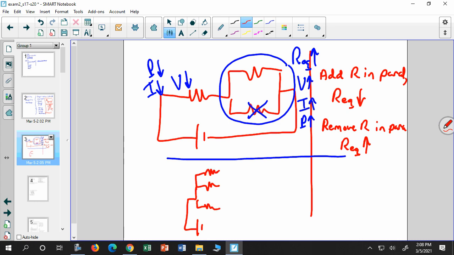Let's add a third resistor, so that I have a circuit like that with just parallel resistors. If I take away one of these resistors, that means the equivalent resistance will go up, right? Now the voltage is going to remain the same. The voltage will be whatever is the voltage on the battery. But if the equivalent resistance goes up, that means that the current will go down.